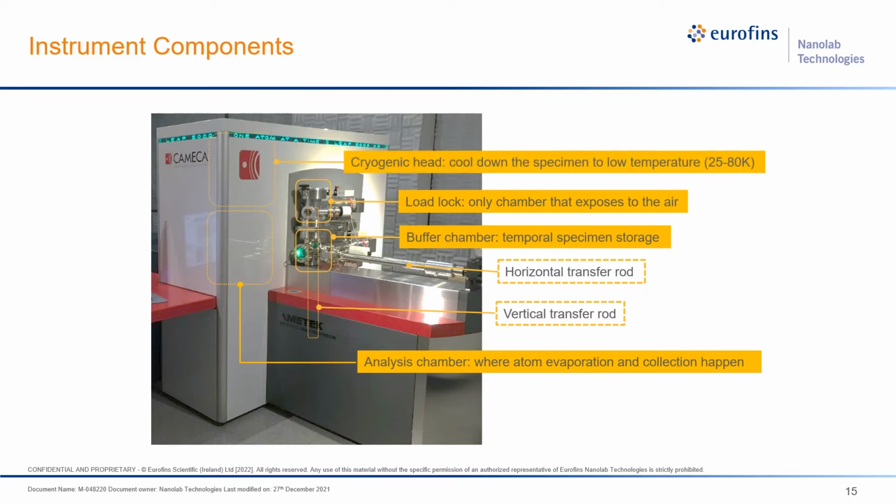Above the analysis chamber is the cryogenic head, which is used to cool the specimens down all the way to a low temperature between 25 and 80 Kelvin. And this is to ensure that any kind of thermal vibrations are really suppressed.